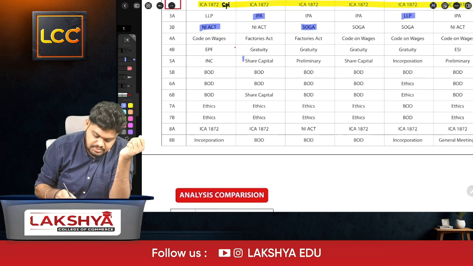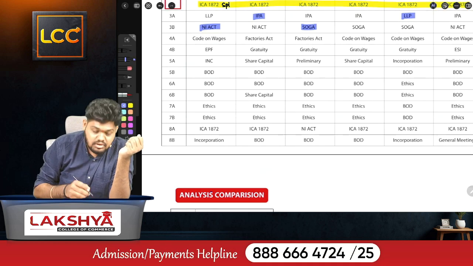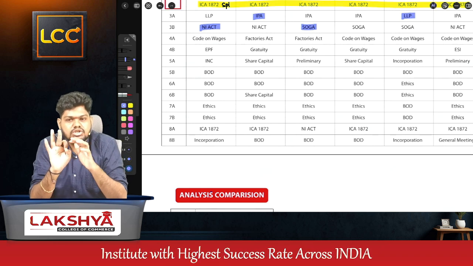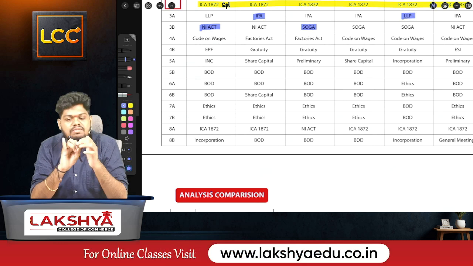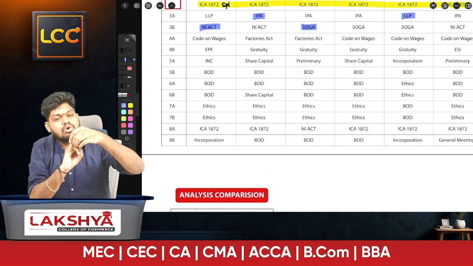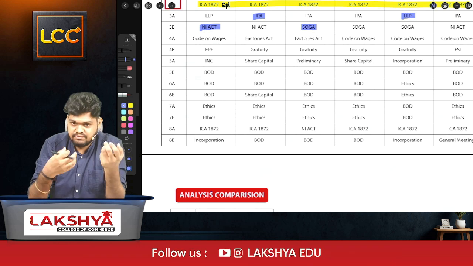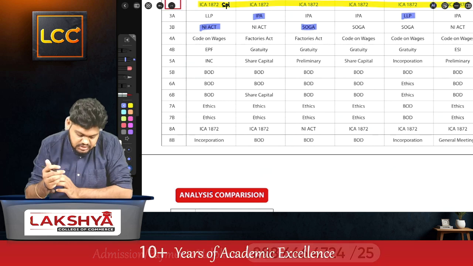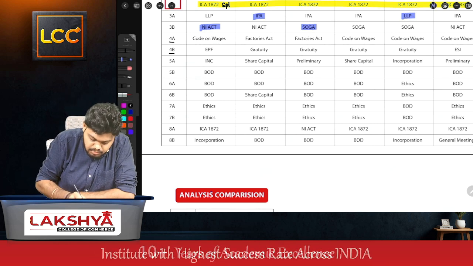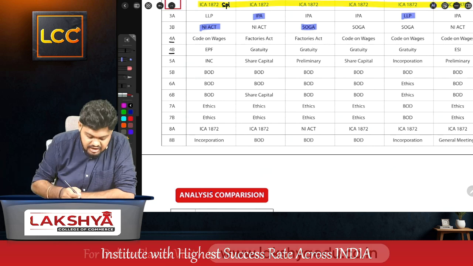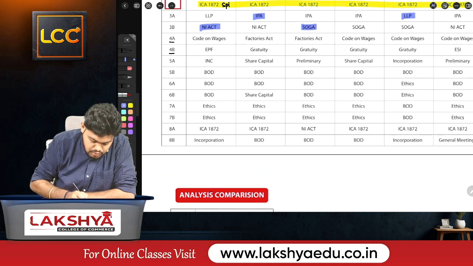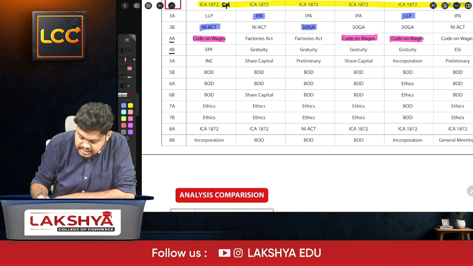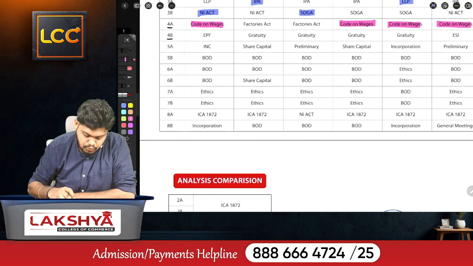Then question number 4 has been asked from your industrial laws. The 5 industrial laws are factories, gratuity, EPF, ESI, and code of wages. But as the code of wages is newly introduced into your syllabus and it is a very new law, they have been focusing more on code of wages. If you focus on question number 4A and 4B, it's always been industrial laws where the importance is always given to the provisions of code of wages. Code of wages has been regularly asked by ICMA in this question 4.